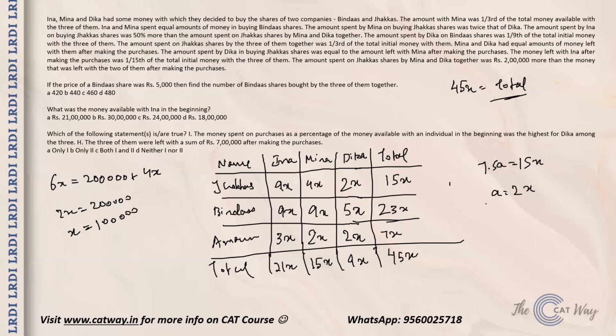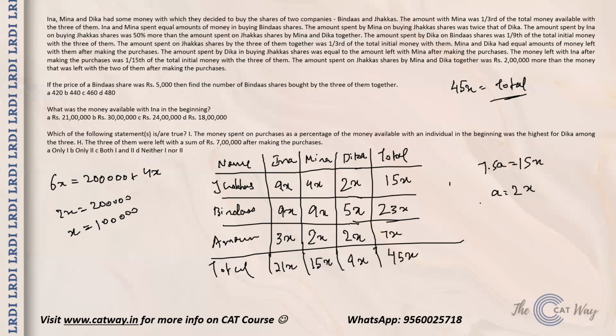Okay, so all these x values we convert: in Jhakas Ina is 9 lakh, in Bindas Ina 9 lakh, the amount remaining is 3 lakh, and in total she had 21 lakh. So this is how a table reads. I'm not going to write every single individual figure. Just remember that x is equal to 1 lakh. Now moving on to the question.